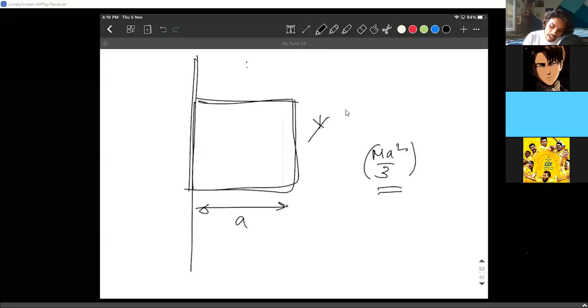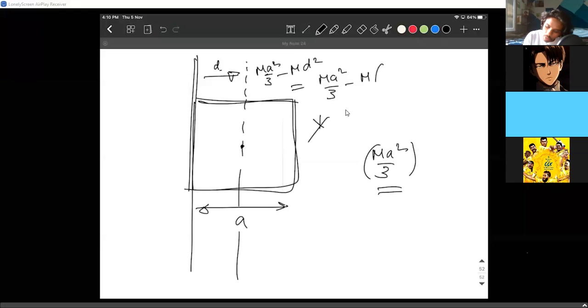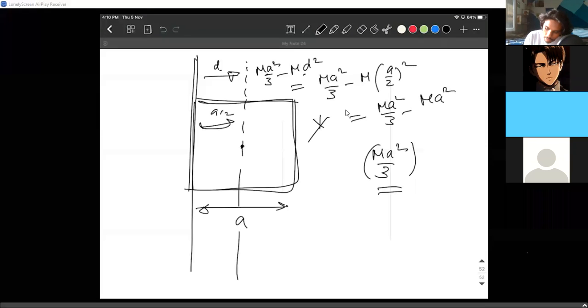I move parallel towards the center of mass. So I have to subtract the value. The distance is d. So I write ma square by 3 minus md square. How much is d here? By 2, right? So I put a by 2. So I have ma square by 3 minus ma square by 4. We'll get ma square upon 12, sir.